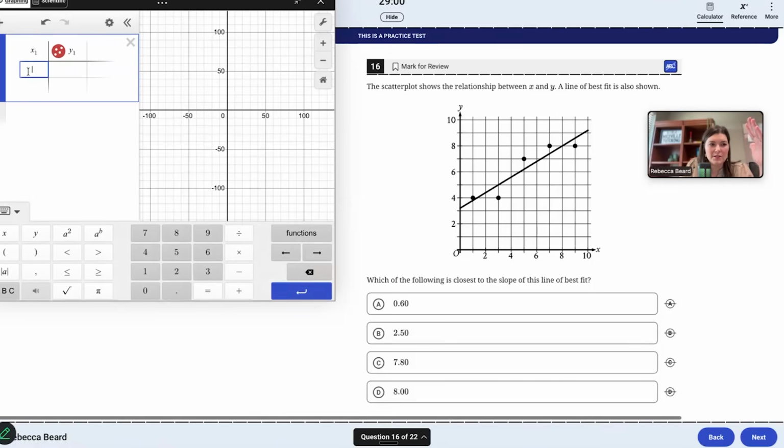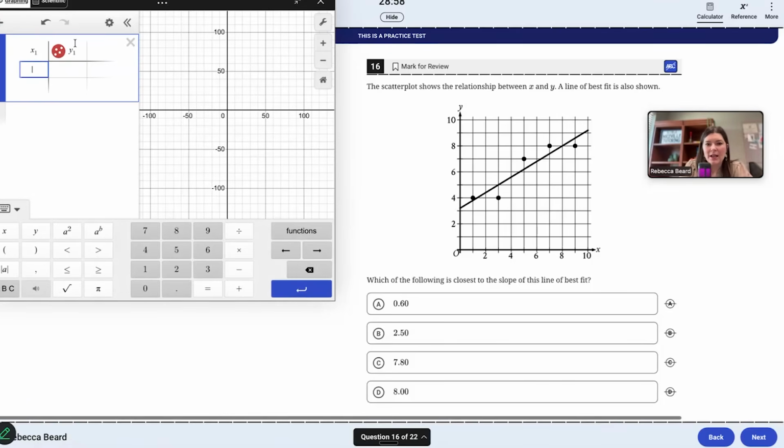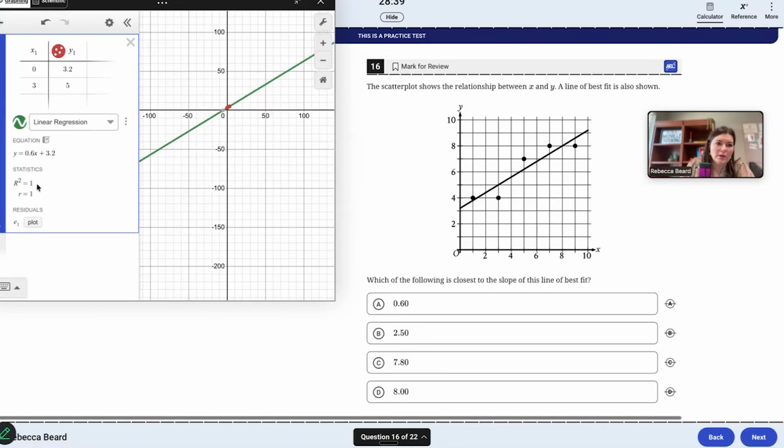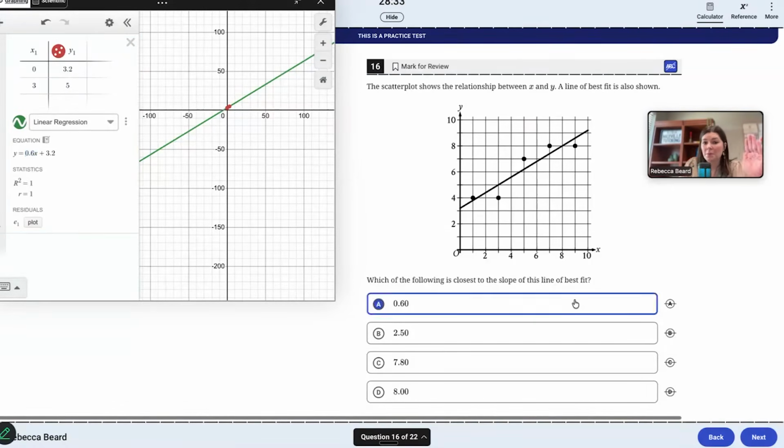Then you go plus table, just like the last problem. And then you just have to choose 2 points. So I'm going to go 0 and 3. It looks like 3.1. Actually, yeah, 3.2. You don't have to go crazy exact. And then the next one would be 3, and it looks like 5 is the y. And what I can see is 0.6. Like I said, that might be a problem you don't need Desmos for, but it's helpful to validate, especially in Module 1.